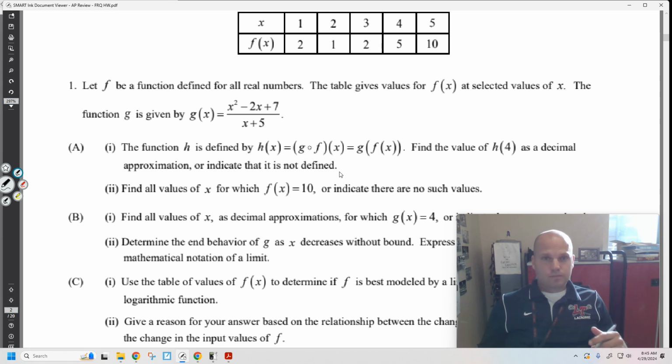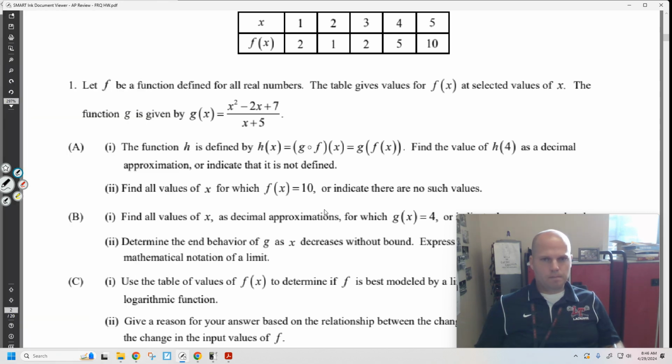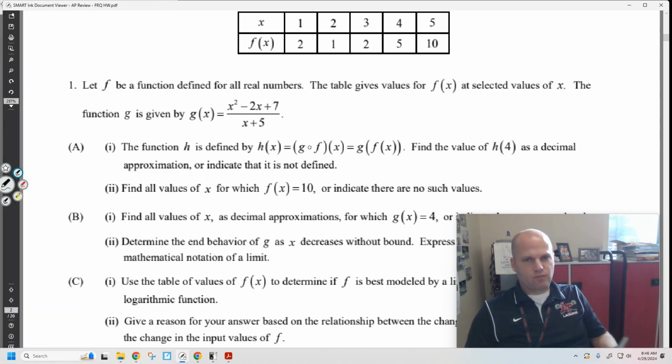Okay, same deal. Given a table, we're given another function. Probably should go ahead and graph G, have it in there. Maybe use alpha F1 so that you don't make mistakes with how you type it in. You type it in just as you see it. Not going to graph it yet, but it's in there. Find the value of h of 4.